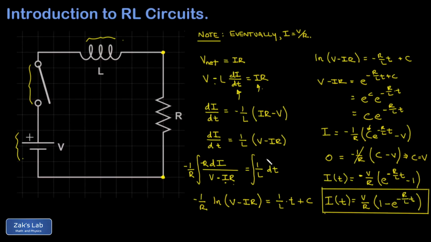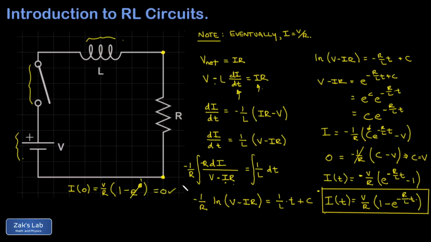Before we move on, I want to look at some limiting conditions to make sure that they check out for this current function. So the first thing I'll look at is just checking that I of 0 is actually 0. When I plug in t equals 0 into this function, I get V over R times the quantity 1 minus e to the 0, but e to the 0 is 1, and 1 minus 1 is 0.